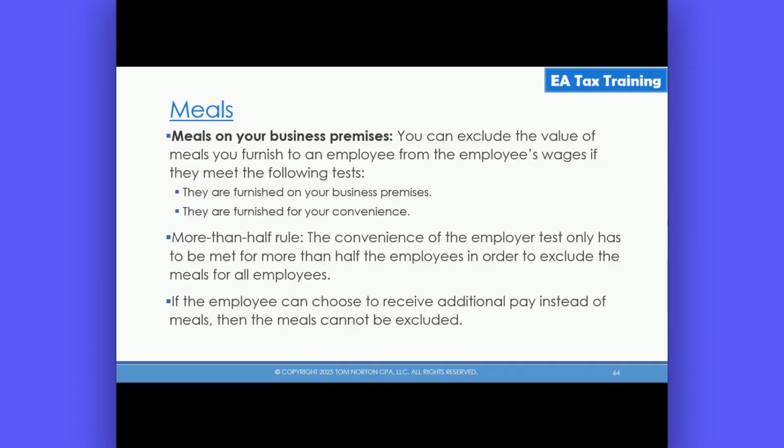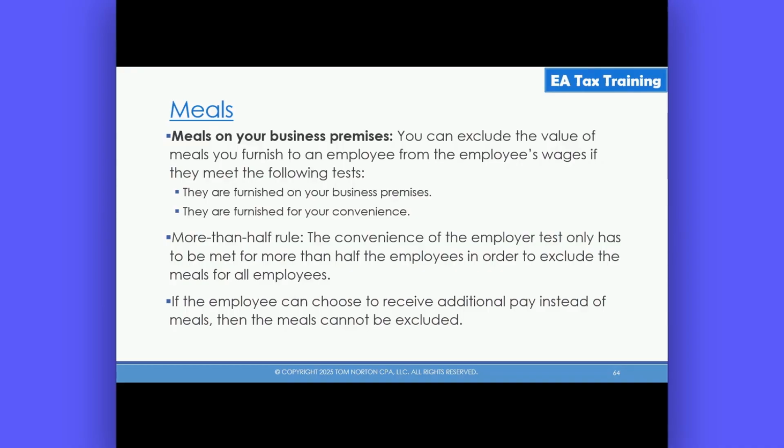Meals on your business premises. You can exclude the value of meals you furnish to an employee from the employee's wages if they meet the following tests. They are furnished on your business premises and they are furnished for the business's convenience. And then there's something called the more than half rule.